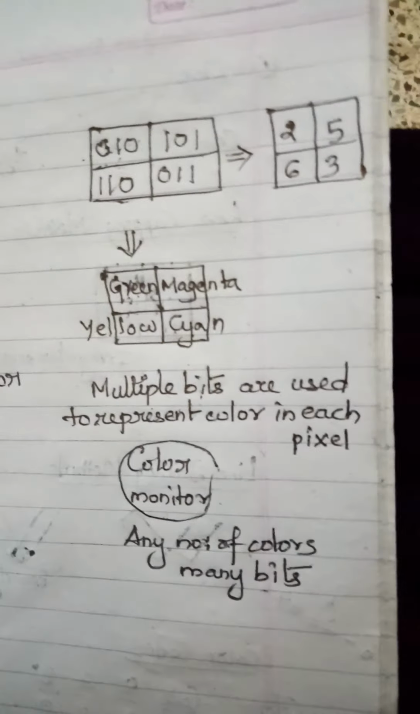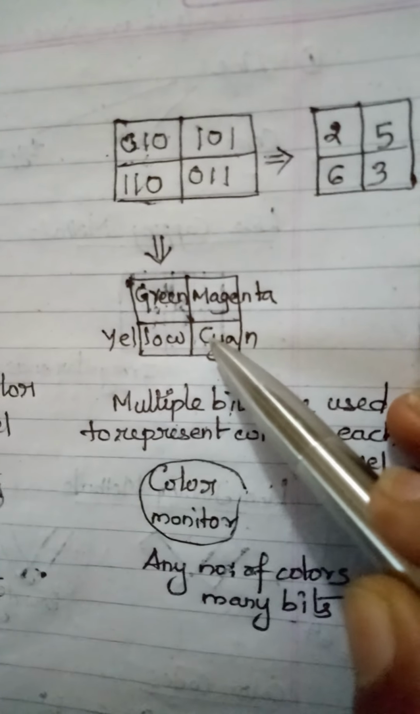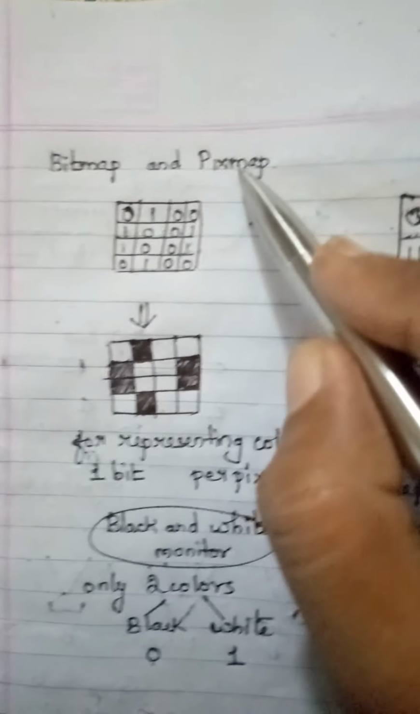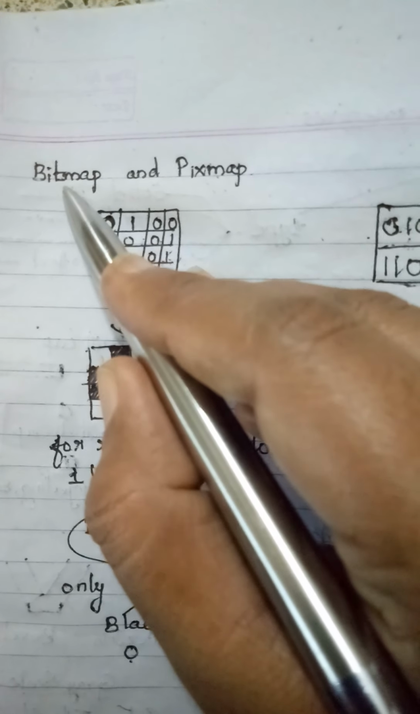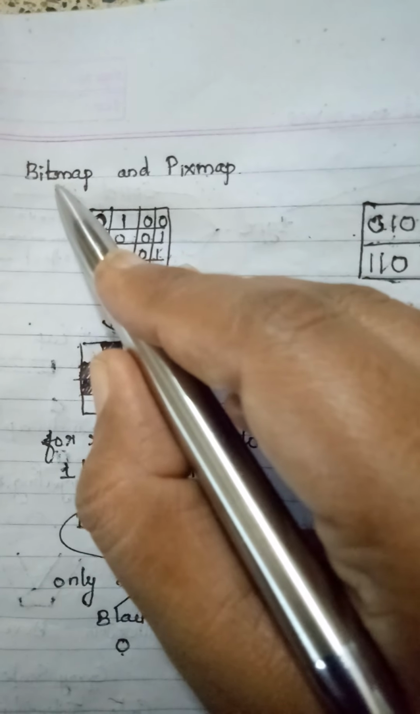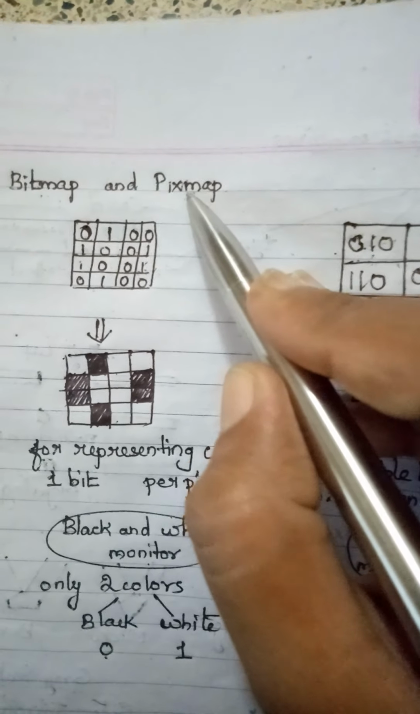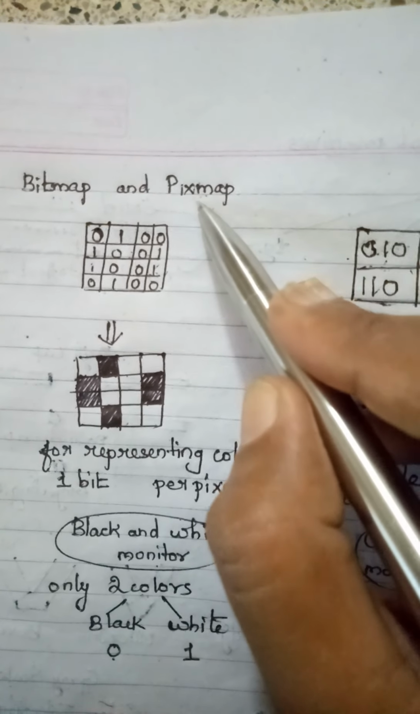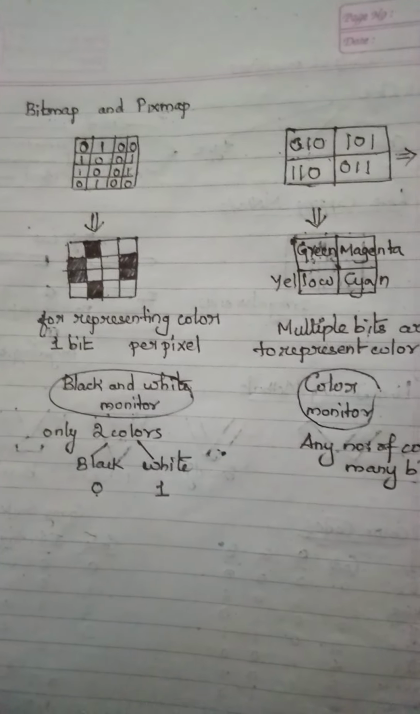So in this way, to display color in each pixel of the screen, if more than one bit is used to represent the color, it is called a fixmap. So in black and white systems, only one bit is used to represent the color of one pixel, and it is called a bitmap. And in color monitors, to represent the color of a single pixel, multiple bits are used, and it is called a fixmap. So this is the difference between bitmap and fixmap.